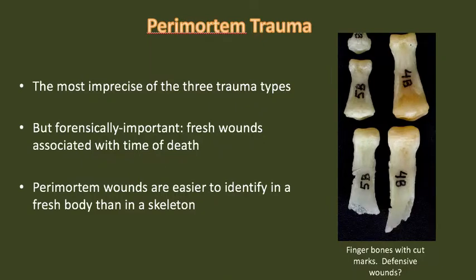Perimortem trauma is, as it says here, the most imprecise of the three trauma types, but it is forensically very important. So these are going to be, again, the wounds that are inflicted around the time of death that may or may not be related to the cause and manner of death. As it says here, perimortem wounds are easier to identify in a fresh body than in a skeleton. So that's something to keep in mind.